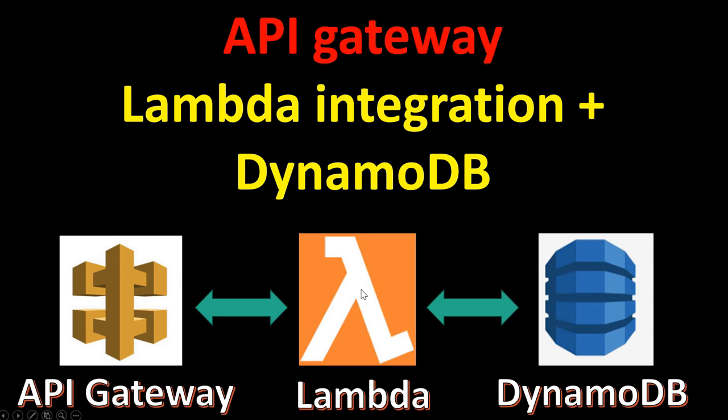Hi guys, welcome again. In this video I will create a REST API in API Gateway with Lambda backend and DynamoDB as the database. We will create an API to insert a record into a DynamoDB table using AWS API Gateway. So without any further ado, let's get started.